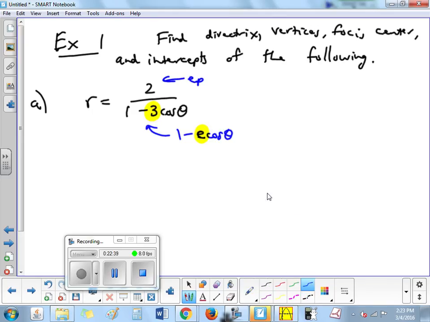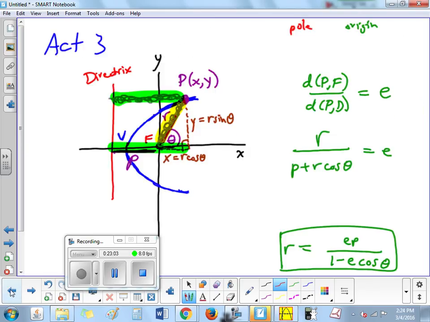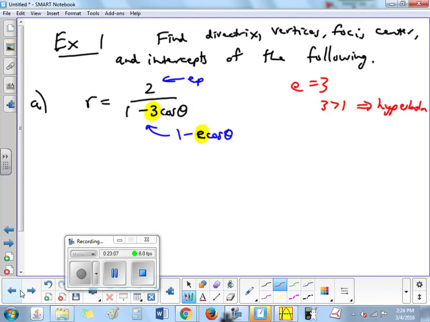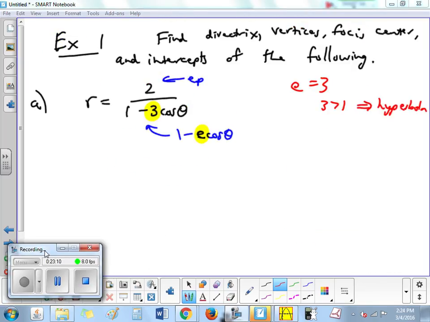That answers some of my mental questions, because if E is 3, I think I know what kind of conic it is. Don't I? It's a hyperbola. Why? Correct. 3 is greater than 1. That means it's a hyperbola. Also, it has the exact same format as this previous drawing: number over 1 minus number cos. In other words, it's going to look quite similar to what I just had on the board a minute ago.